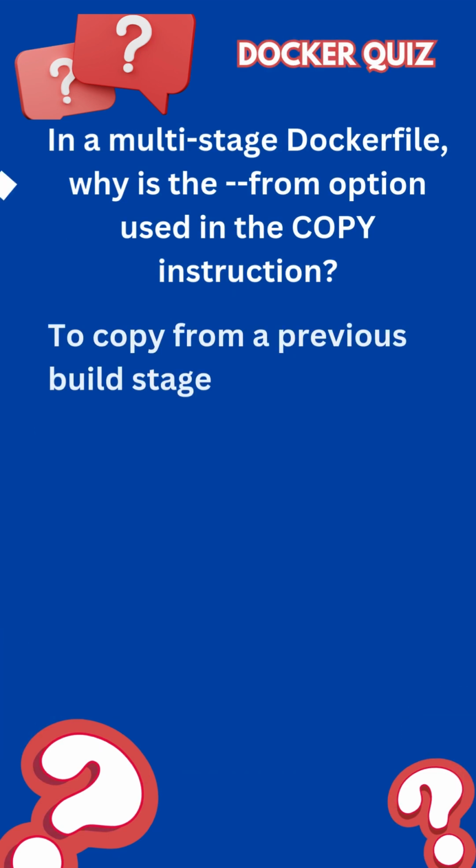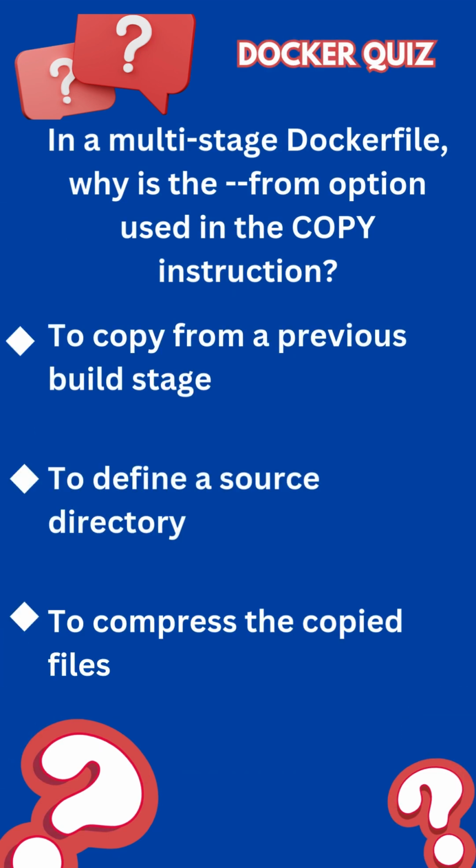In a multi-stage Dockerfile, why is the --from option used in the COPY instruction?